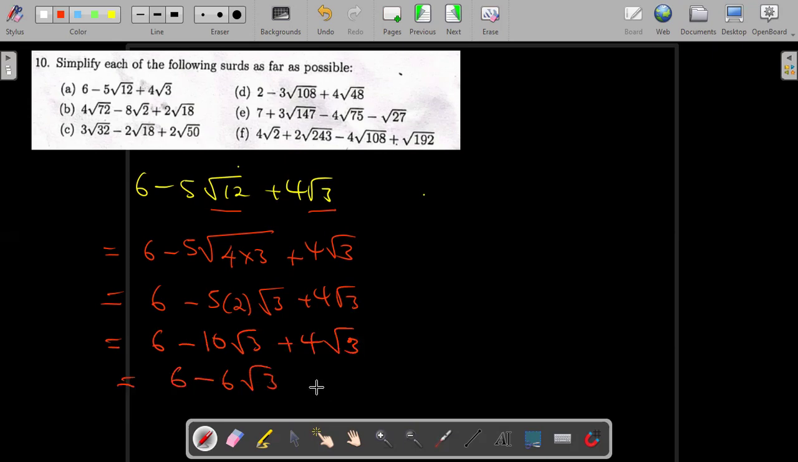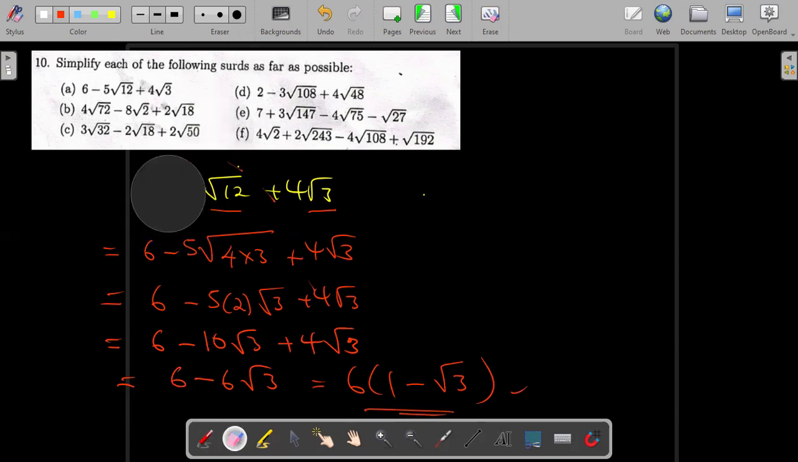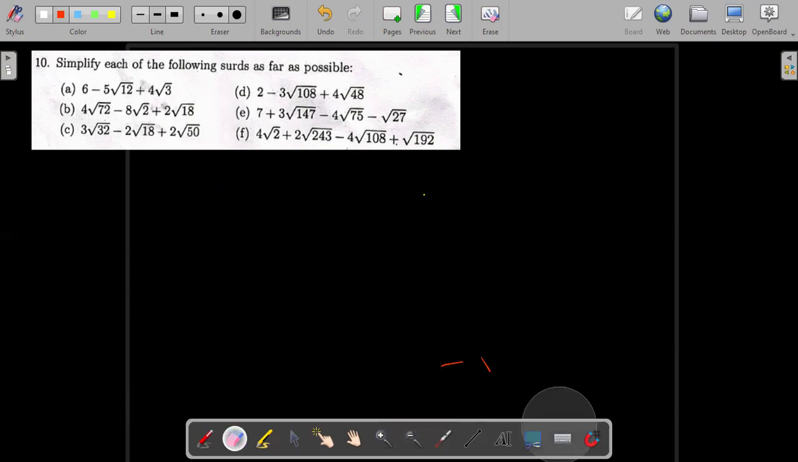Okay, so if you want, you can even factor out the 6 and write 6 open bracket minus 1 minus root 3, like this. Then you'd have simplified this to its simplest form. Okay, so we move on to the next part.